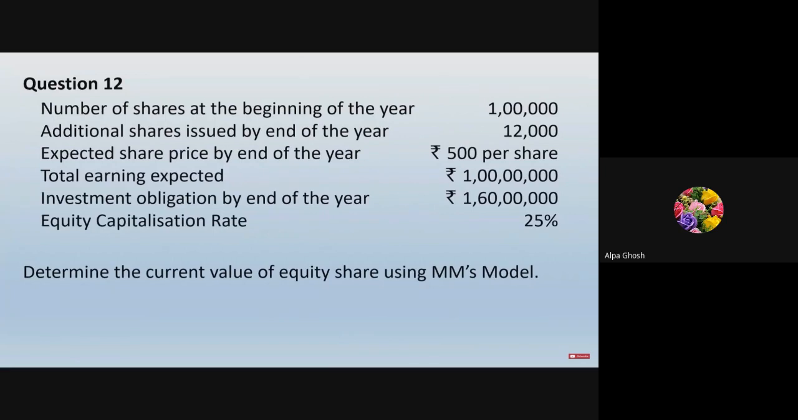Total earnings expected is rupees 1 crore. Investment obligation by end of the year is rupees 1 crore 60 lakhs. Equity capitalization rate is 25%. Determine the current value of equity share using MM's model. So because I haven't explained you anything, I cannot expect your involvement at this stage.